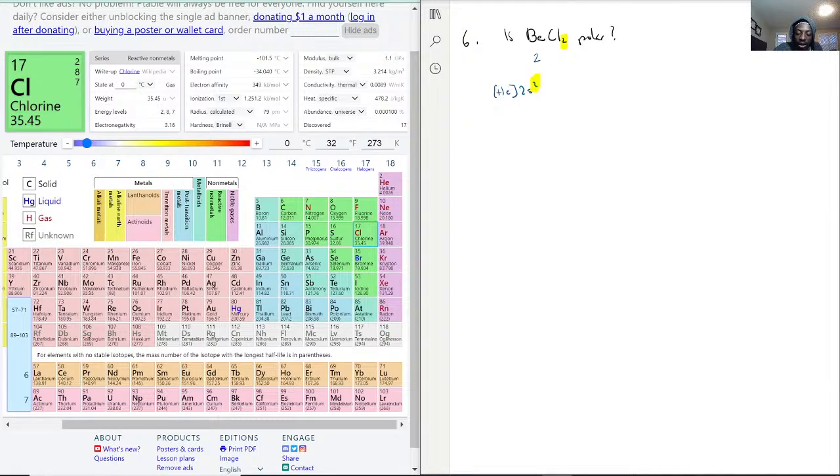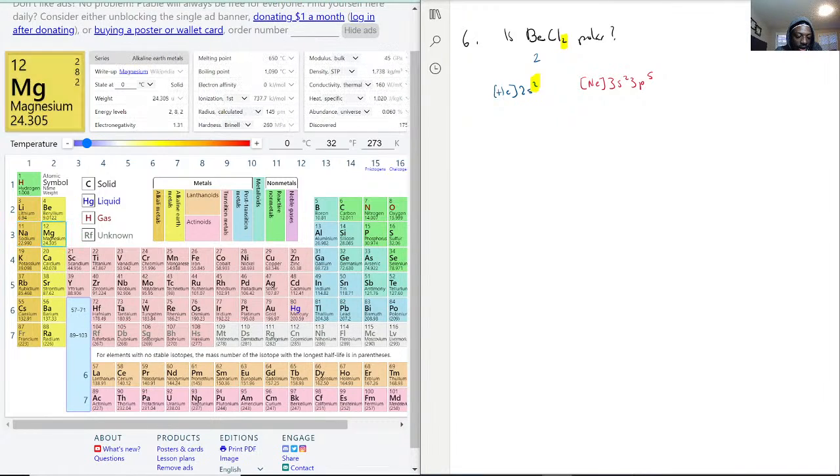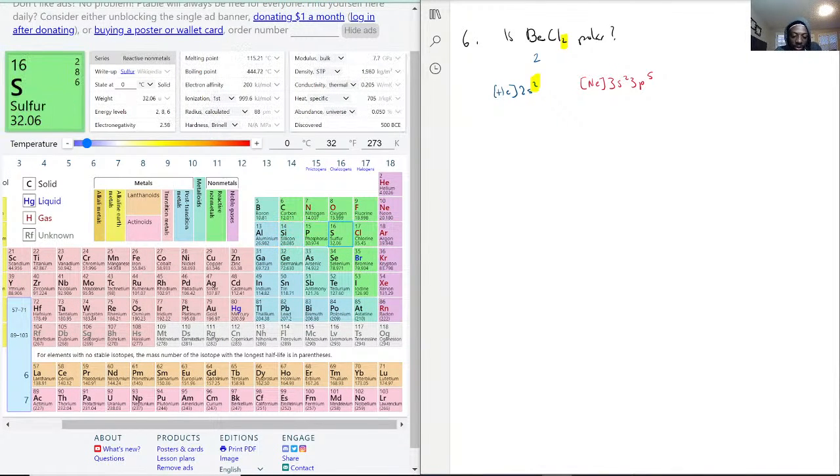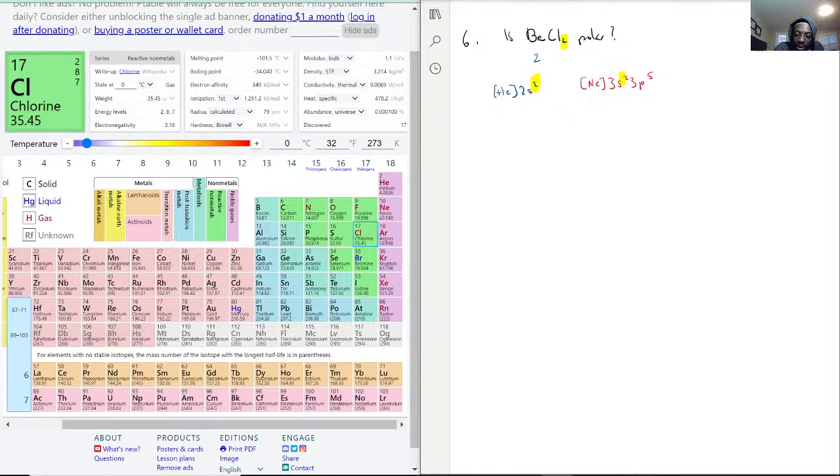Quickly do the, I mean, it is on the 17th column, which means it will most likely have 7 valence electrons. But we always like to double check. So let's start with neon, and it would be 3s2, 3p5, because we have the 2 here, sodium, magnesium, and then we count from aluminum 1, 2, 3, 4, 5. So yes, indeed, we have 7 valence electrons.